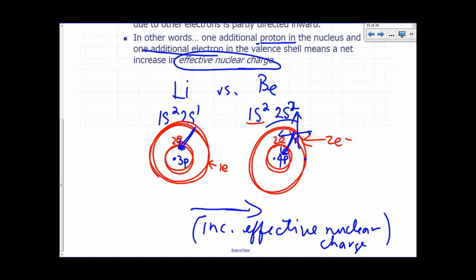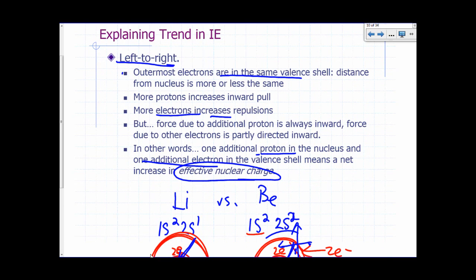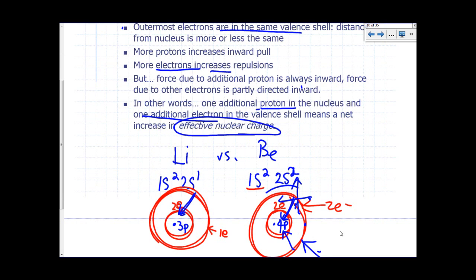And that pretty much determines the trend going from left to right. As you go from left to right, your outermost electron will be feeling a much stronger force due to a higher effective nuclear charge pulling it into the nucleus. So if it's going to feel a stronger force towards the nucleus, it's going to be a little harder to remove it from the atom. So the trend from left to right of increasing ionization energy is due to a stronger effective nuclear charge as you go from left to right. Like I said, there are exceptions here and there.